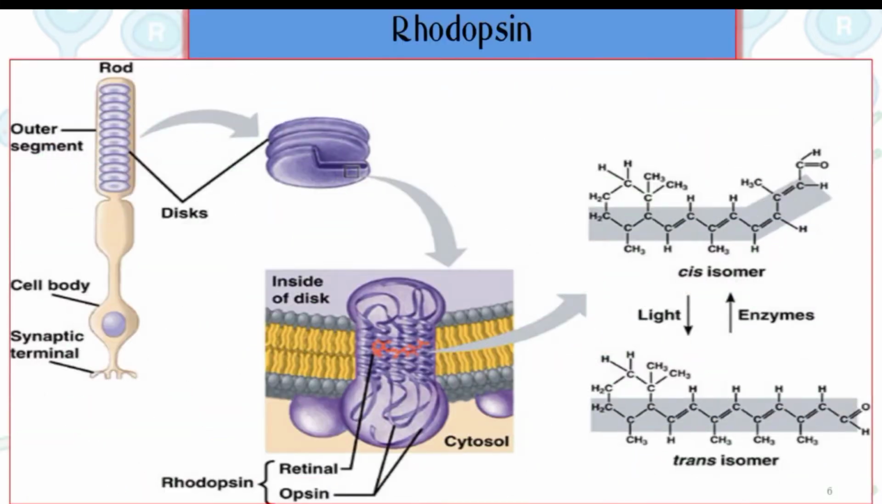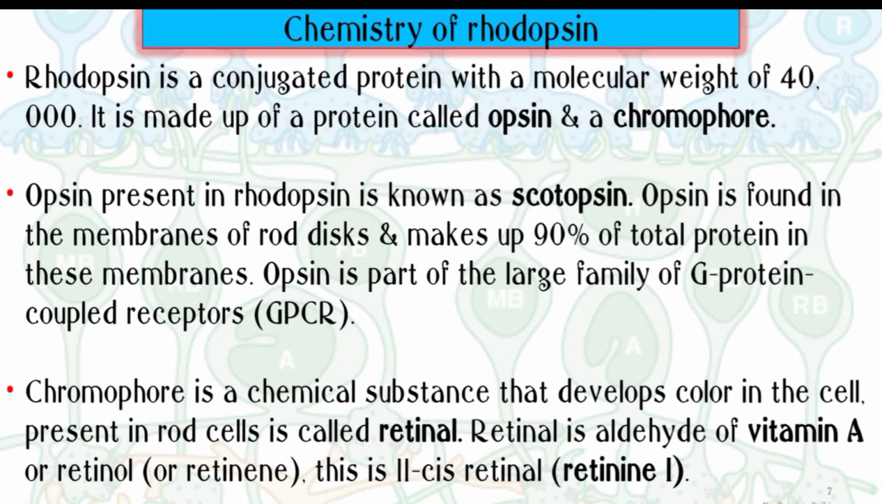This is the figure of rhodopsin. Rhodopsin is made up of a protein called opsin and a chromophore. Opsin present in rhodopsin is known as scotopsin. Scotopsin is found in the membrane of rod discs and makes up 90% of the total protein in this membrane. Opsin is a part of the large family of G protein coupled receptors.